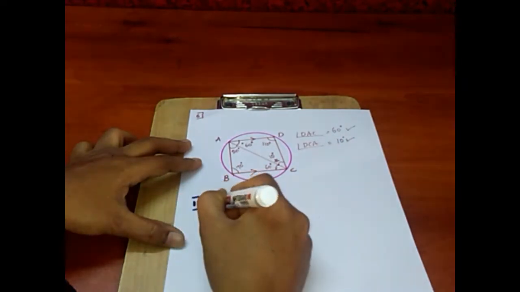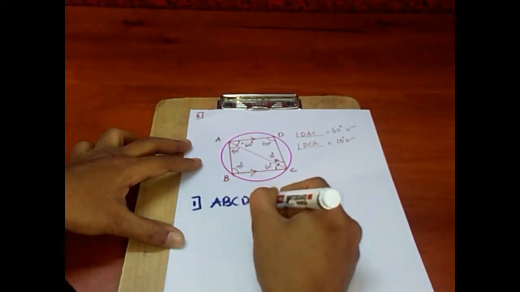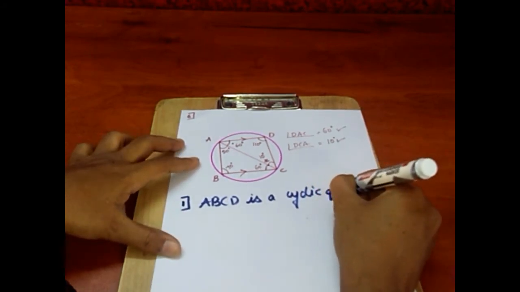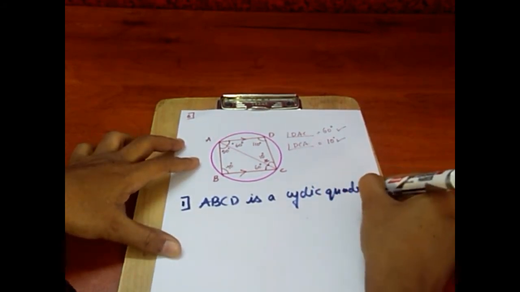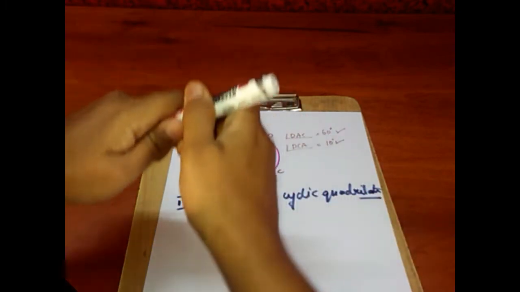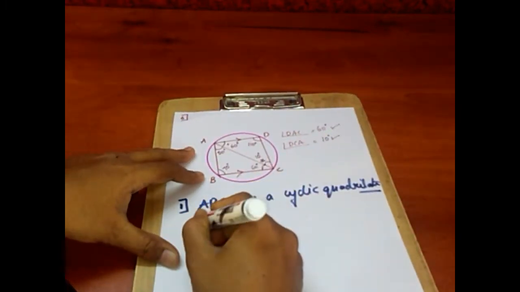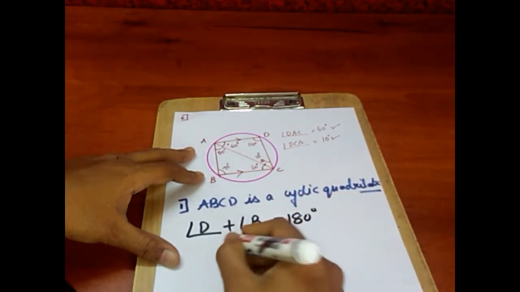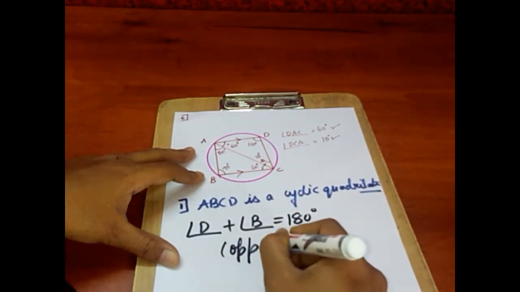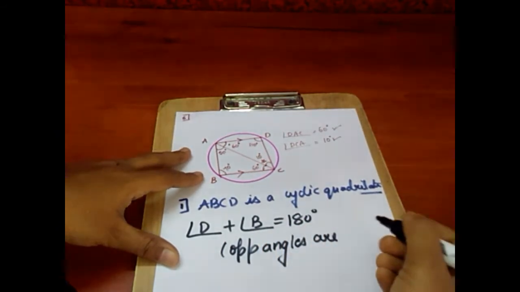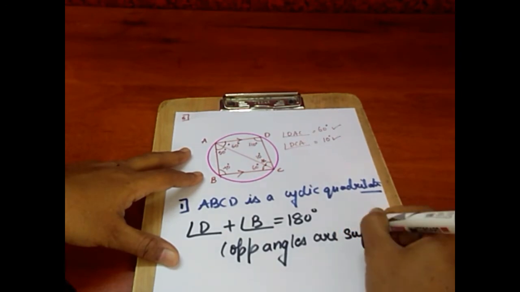Point number 1. ABCD is a cyclic quadrilateral. Angle D plus angle B is equal to 180 degree. Reason: opposite angles are supplementary.